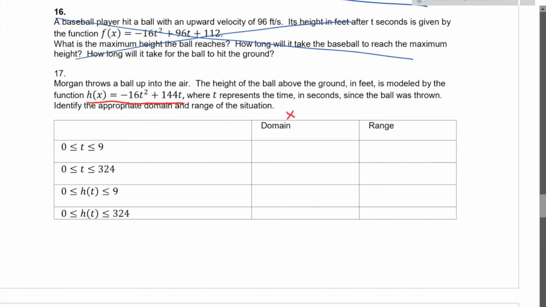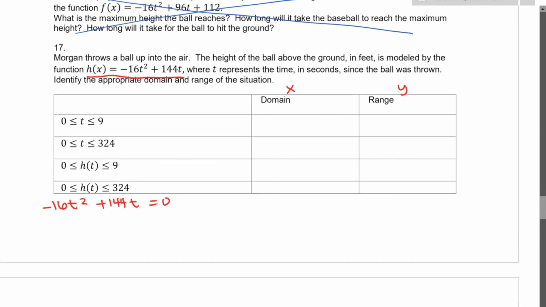So domains are our x, ranges are our y's. So basically what it's asking, what's our x's for this problem? Well, we know how to find that, and that's by factoring. So we're going to go ahead and write negative 16t squared plus 144t equals 0. Now, this problem is a little bit different because there is no c value. So let me explain what you're going to do. You're going to factor out that negative 16. So I take negative 16t because both of these can be factored by 16. Then I put my t value here.